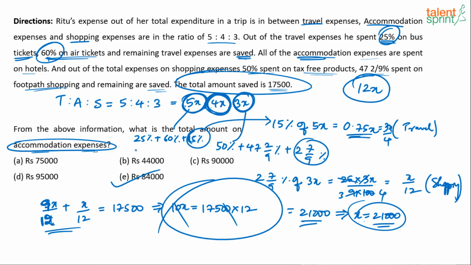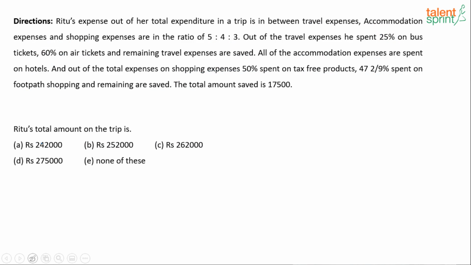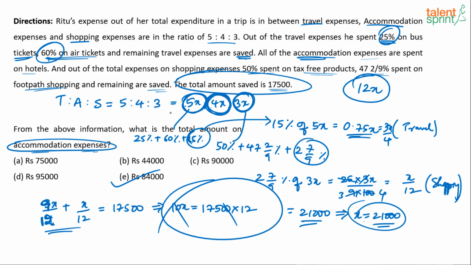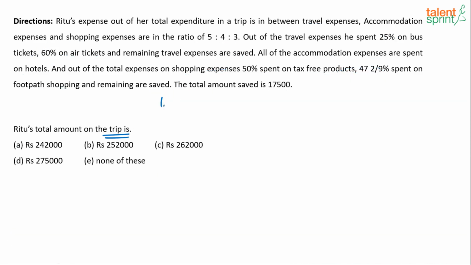There's one more question based on the same data. I'm sure we will not be spending so much time for just one mark, right? So this is the next question. Ritu's total amount on the trip, what is the total amount? See, total amount is 12x. We have already calculated, right? 12x. And we know that x is 21,000. So total will be what? 12 into 21,000. What is 12 into 21? You're getting it? Total we know is 12x, and x is how much? 21,000. So just do this. So 12 times 21. So 210 plus 42, 252, 252,000. Option B is the answer.